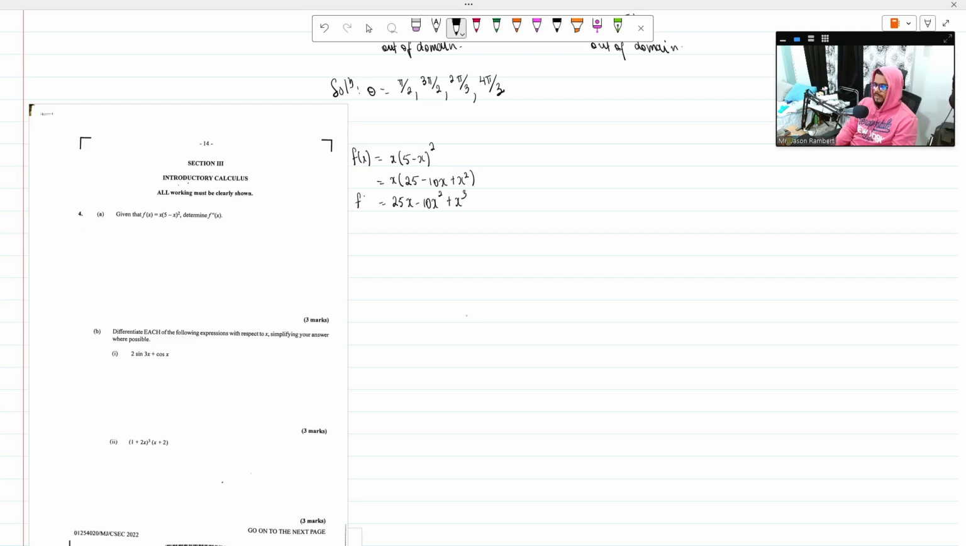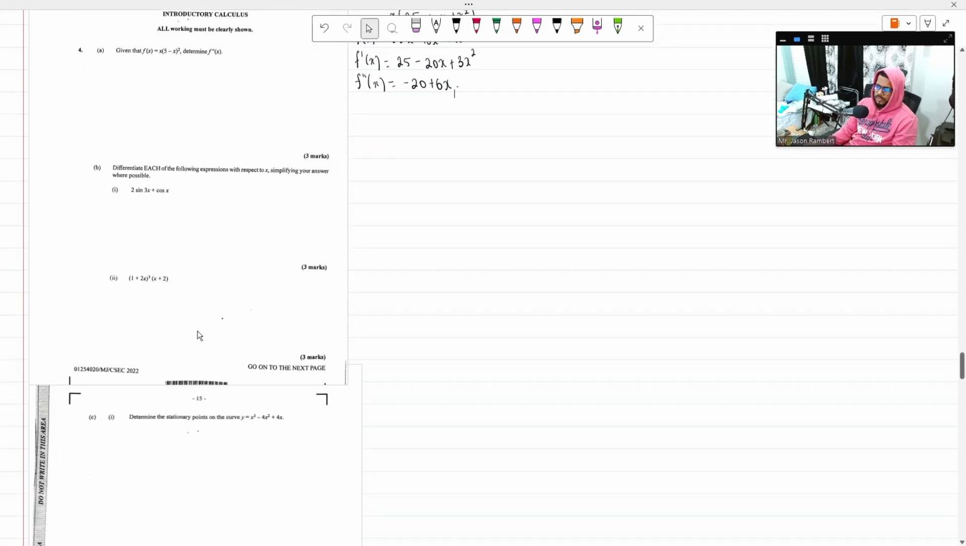That is f of x. Now it's easy. f dash x, or the first derivative, is 25 take away 20x plus 3x squared. And f double dash x is going to be minus 20 plus 6x. Good to go. Differentiate each of the following expressions with respect to x, simplifying your answer where possible.